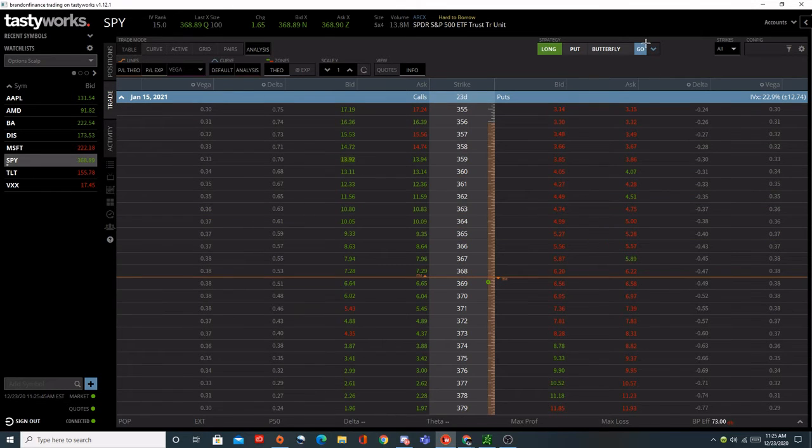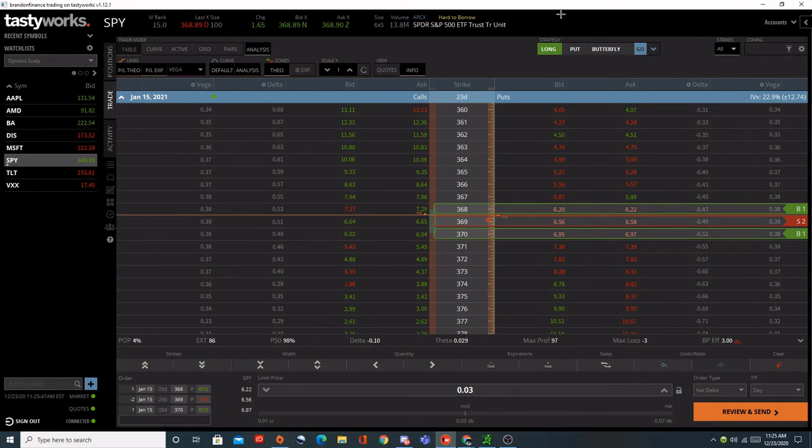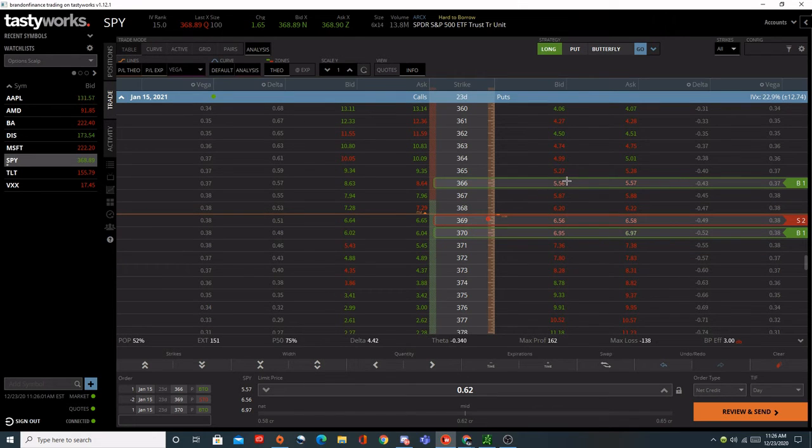The thing with the broken wing butterfly is there is a certain range, like I said, that has a built-in lottery ticket where you can actually make a large return on investment, especially for selling premium. Basically the format is going to be a regular butterfly like this, except you're going to bring out the far out-of-the-money strike to receive a credit down here like this. They're not going to be equal to each other.